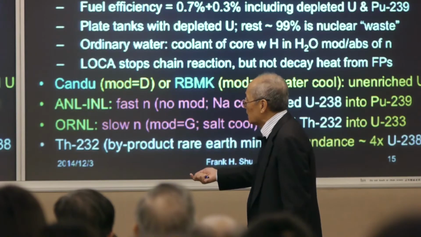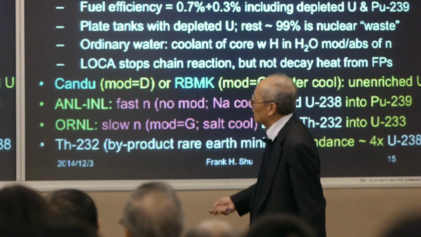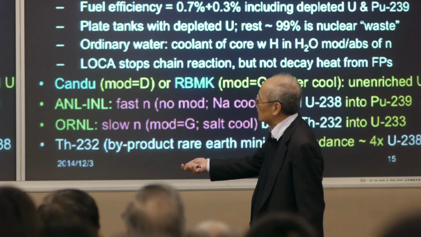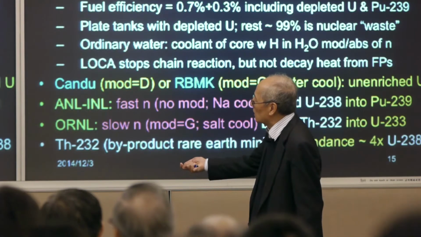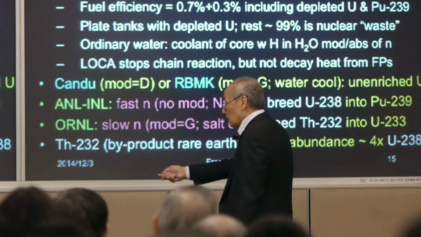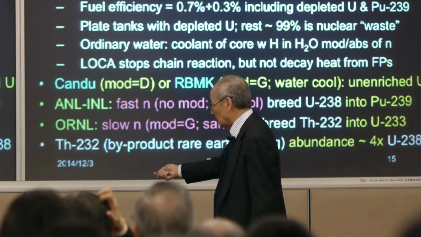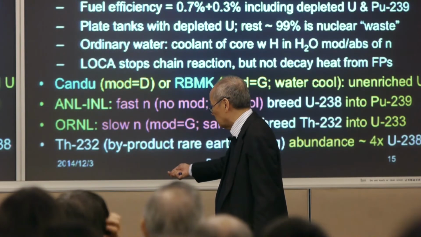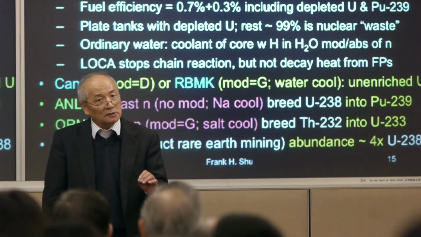All right? The other route is the Oak Ridge National Lab, about 50 years ago, where you slow down the neutrons using graphite, but now you don't use water. You use molten salt to cool it, and that is breeding. Now, thorium-232 is a byproduct of rare earth mining. Its abundance is about 4 times uranium-238. So that turns something which is basically unsustainable into something sustainable.